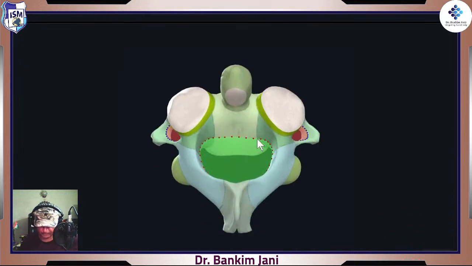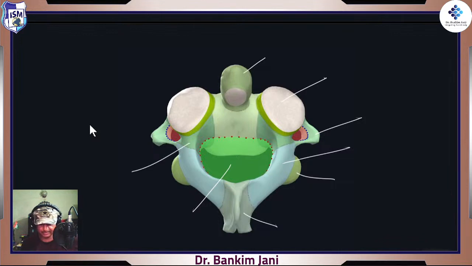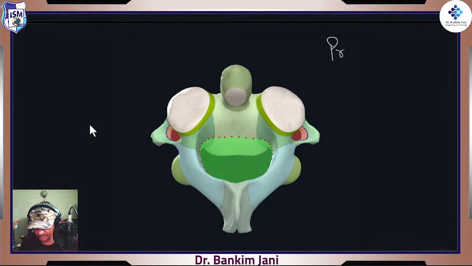See, over here. You know now all the structures. So I'll not be writing anything into it, right? We just say this is dens, superior articular facet, this is transverse process, that's the lamina, this is spinous process, this is inferior articular process, this is vertebral foramen, and then that is pedicle, right? And this one is body, right? All gone. So practice.